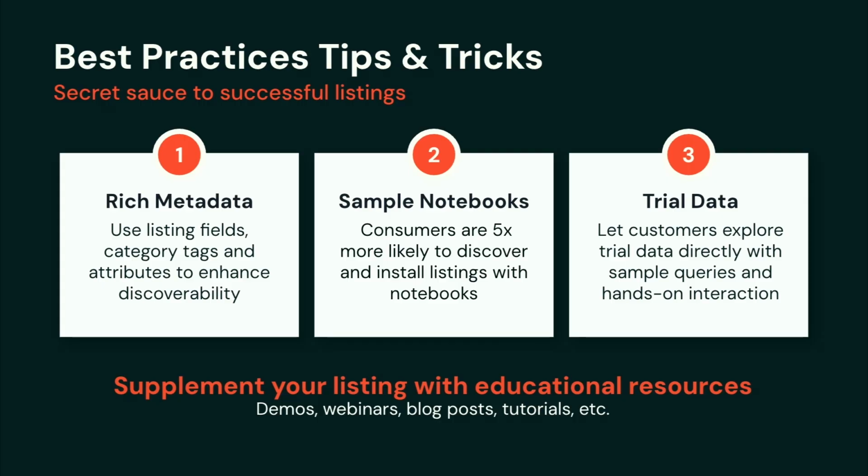This really gets the data right into the consumer's hands, and we actually found that consumers are 5x more likely to install and use a listing if it comes with a sample notebook. And finally, trial data. So if you have a full data set that is proprietary, maybe that's something that you want to put behind a request for access listing.